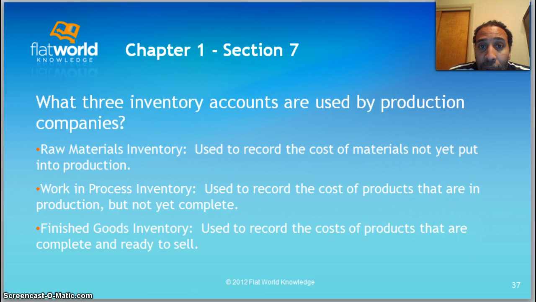Work in progress inventory. So now we've moved a couple steps ahead. It's used to record the cost of products that are in production but not yet complete. So I made half a desk, right? That's my work in progress or work in process inventory, but the desk is not completed. Finished goods inventory is used to record the cost of products that are complete and ready to sell. So now they've been completed and they're ready to sell, but they have not yet been sold. So: raw materials inventory, work in process inventory, and finished goods inventory.